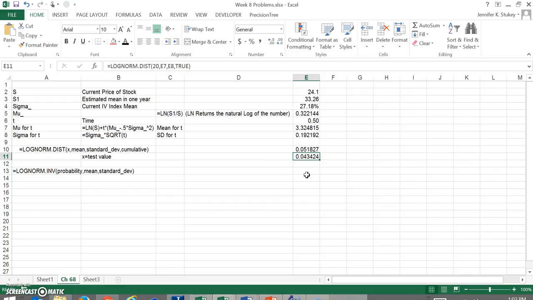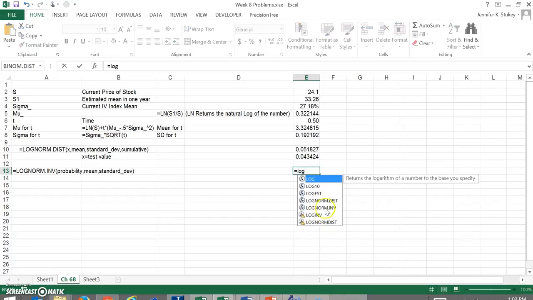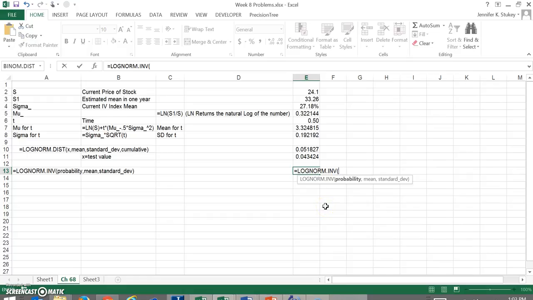Say now we want to calculate the median price. This would be the price that the stock would be at with basically 50% probability. In order to do that, we use a log norm inverse function, and our probability would be 0.5, and our mean and standard deviation are the same as the previous formula, and there is no cumulative. So there is basically a 50% probability that the stock price will be $27.